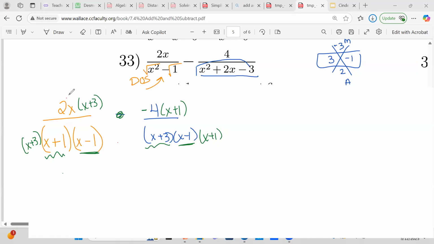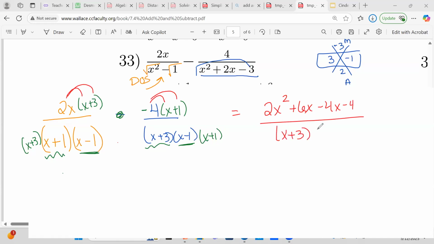Okay, distributing on the top. 2x squared plus 6x. Distribute that -4. So -4x minus 4. And the bottom, do not FOIL all that out. Just leave x plus 3, x plus 1, x minus 1. Those can be in any order on the bottom. Combining like terms, 6 minus 4 would be 2x. The bottom would stay.